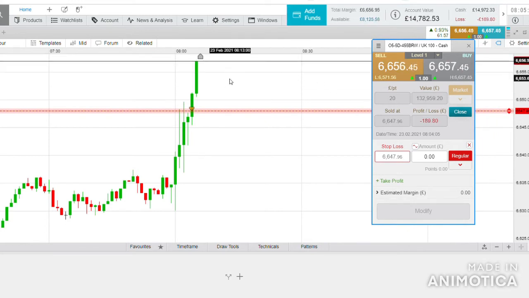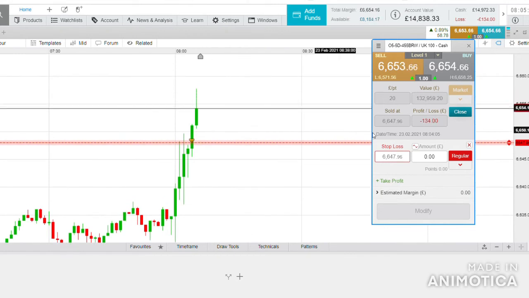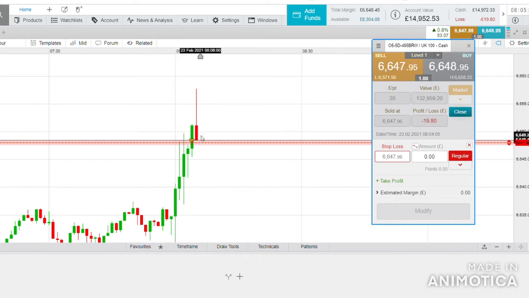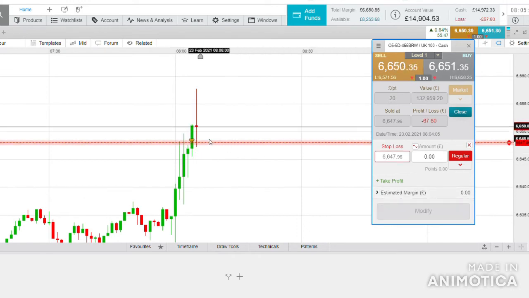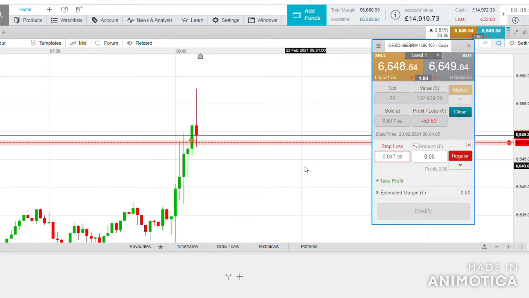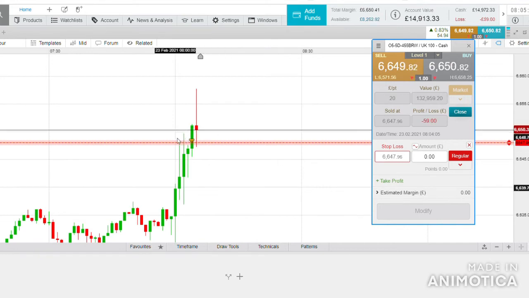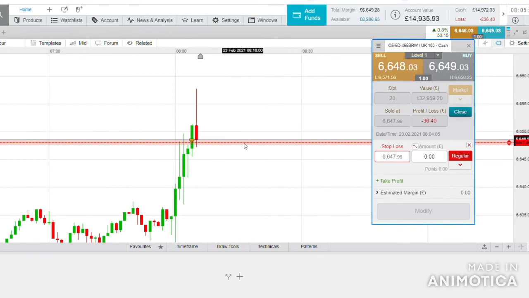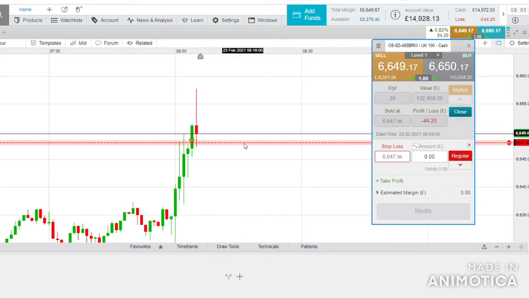So this starts to move away a little bit, but eventually it comes back. And here we go. So those repeated attempts for the price to reach a certain level and fail to maintain that level round about here is exactly what you're looking for. That's the underlying principle.